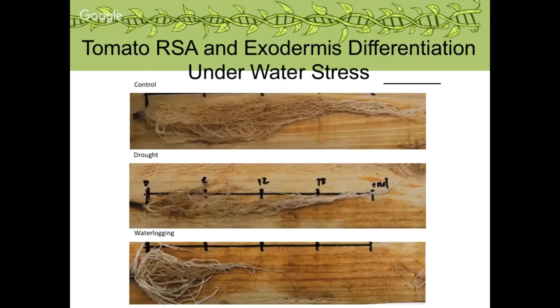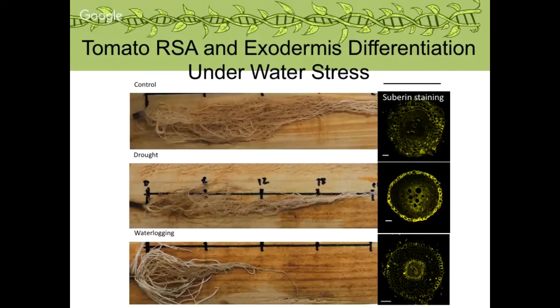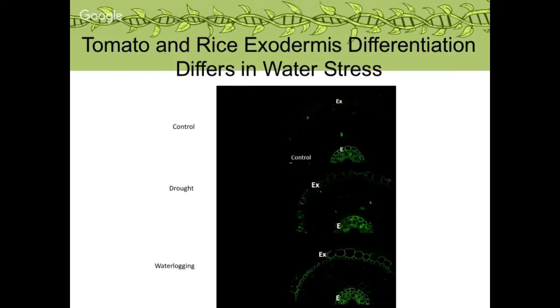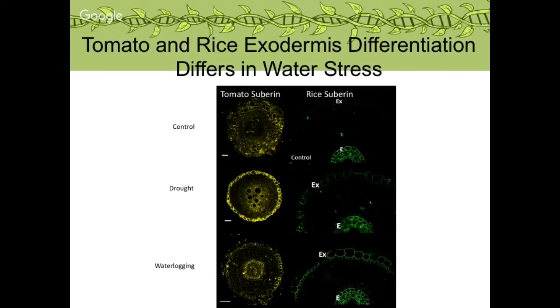You can see in response to waterlogging, there's a huge increase in the number of adventitious or shoot-borne roots compared to the other conditions. We're also able to see a very specific change in the levels of suberin within these exodermal cells, shown here only in response to drought. And we also see a change in suberin deposition in the pericycle cells, or the cells that are flanking the vascular cylinder.